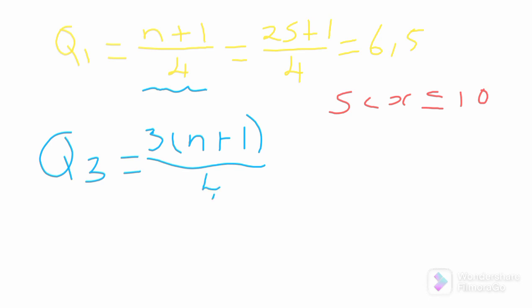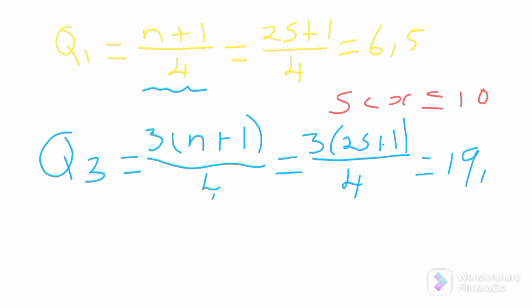Then from here, you just substitute. So you have 3 times 25 plus 1, close, we divide it by 4. So what is the answer for this? Put all of this in your calculator and you should get 19.5. So this is the position of the upper quartile.